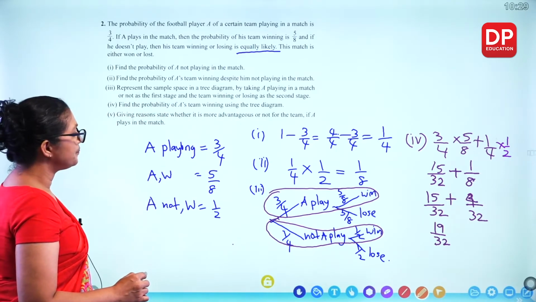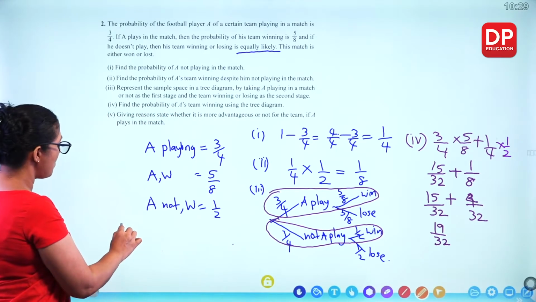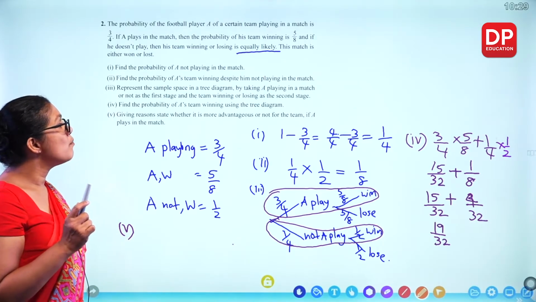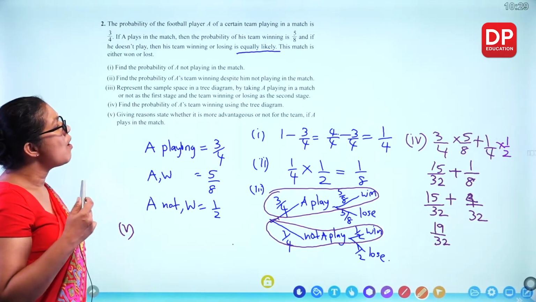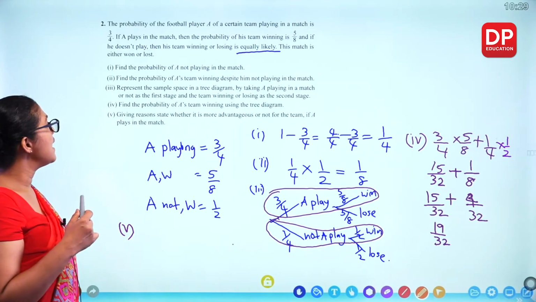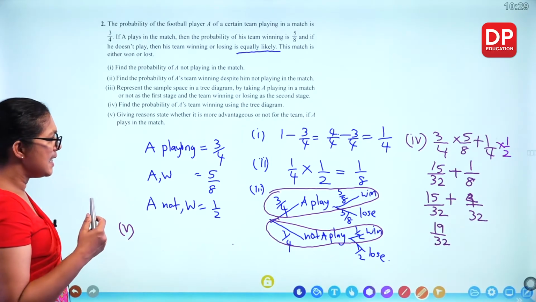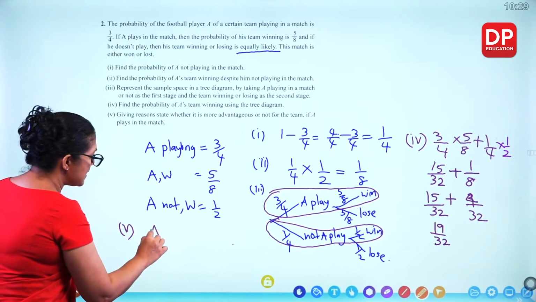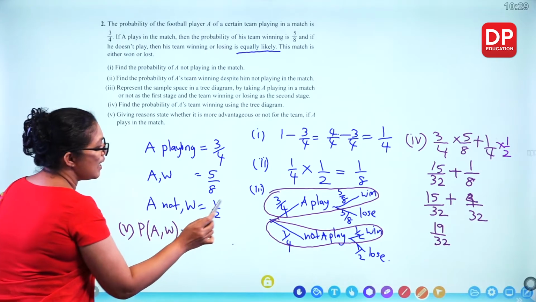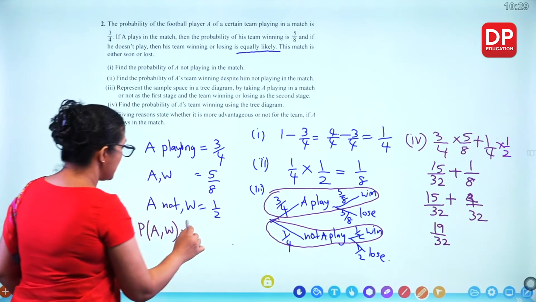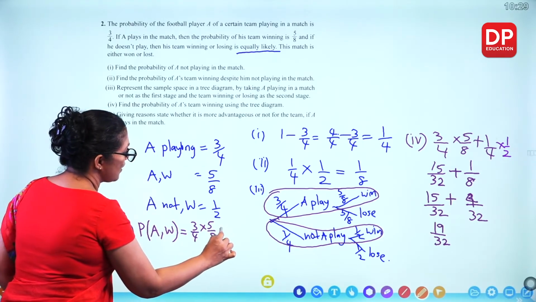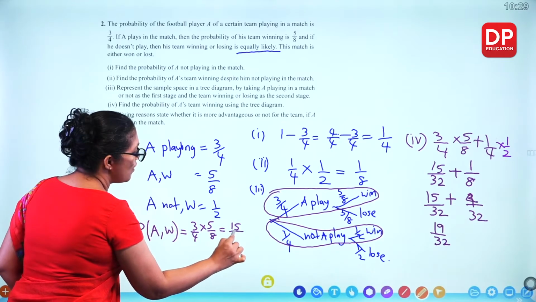Part 5. Part 5, giving reasons, state whether it is more advantageous or not for the team if A plays in the team. So we'll see A plays and then winning chance first. A plays, winning is 3/4 into 5/8. That's 15/32.